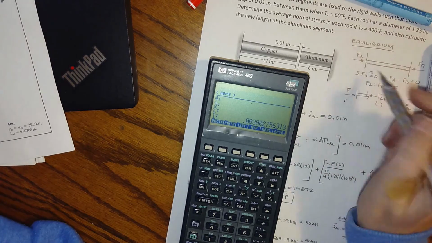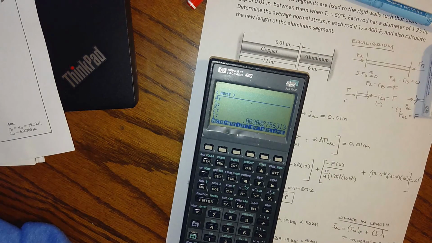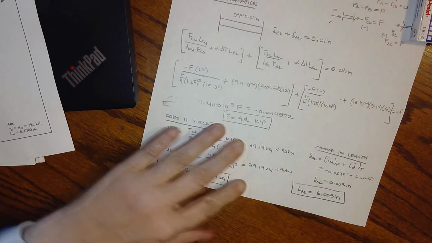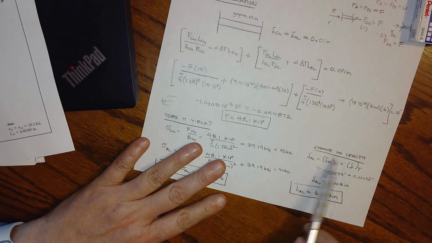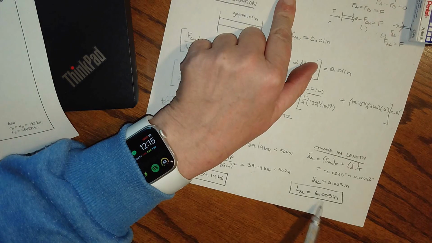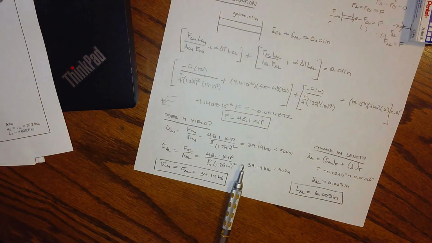And it says the new length, so the new length of the aluminum has to be the original length, 6 inches, plus the change in length. So I have 6.003 inches. That would be my new length. You have to read the problems carefully to figure out what it is that they are asking you. So this time it asks us for the new length. So I found my change in length, and then I added that to my original length of 6 inches to get 6.003 inches. And there you have it.